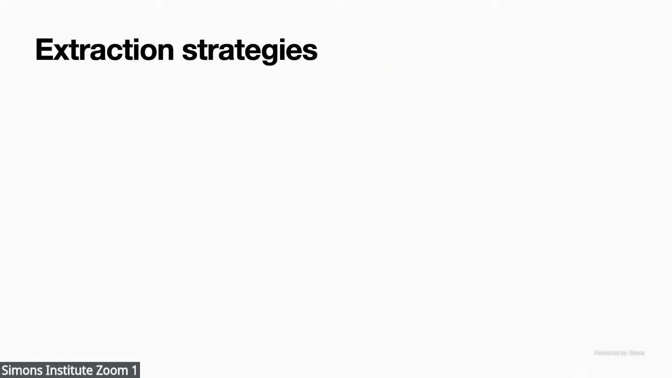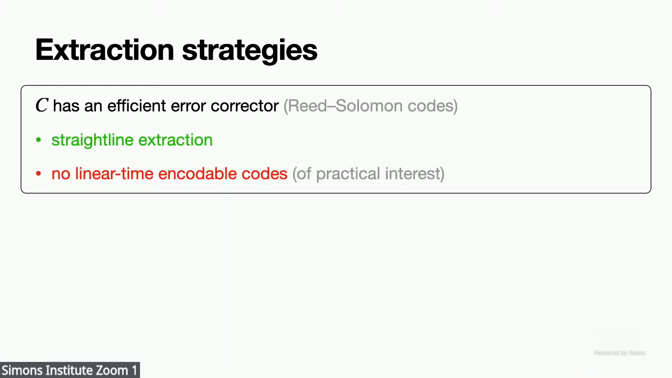So traditionally, there's basically been two strategies to doing extraction, two cases. The first case is if your code has an efficient error corrector. So for example, the classic example would be a Reed-Solomon code. The nice thing about this is that you can actually get straight line extraction.